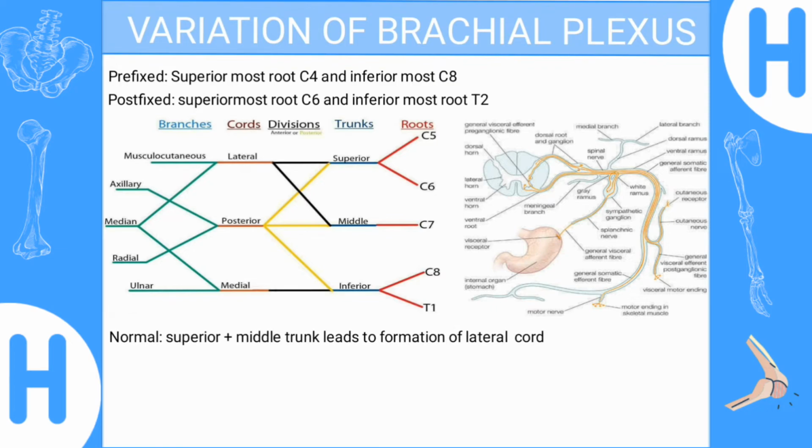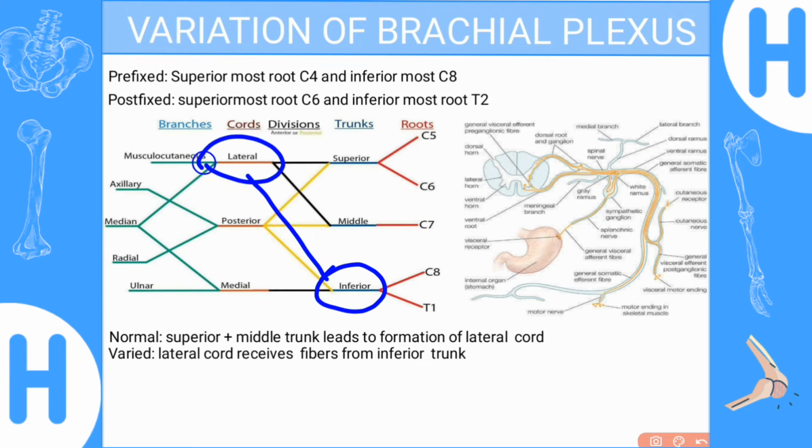Okay, now we will discuss the variations of the brachial plexus. The first variation: normally the superior and middle trunks give rise to the lateral cord. As you can see here, it is giving rise to the lateral cord. In a varied version of the brachial plexus, the lateral cord receives fibers from the inferior trunk. It will happen in a varied version, while normally it originates from the superior and middle trunks.